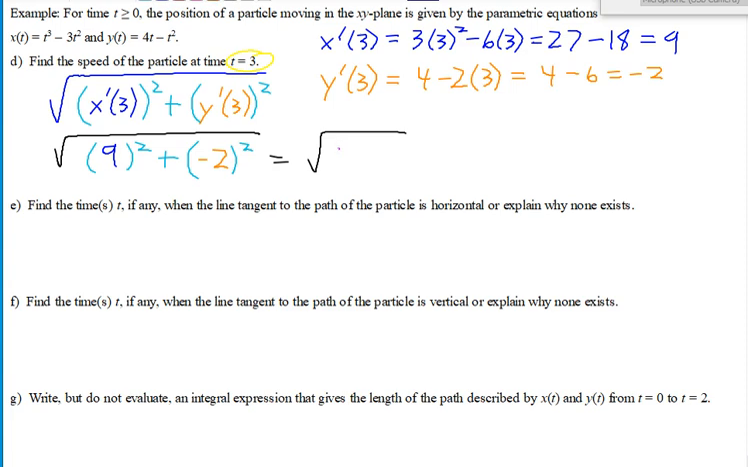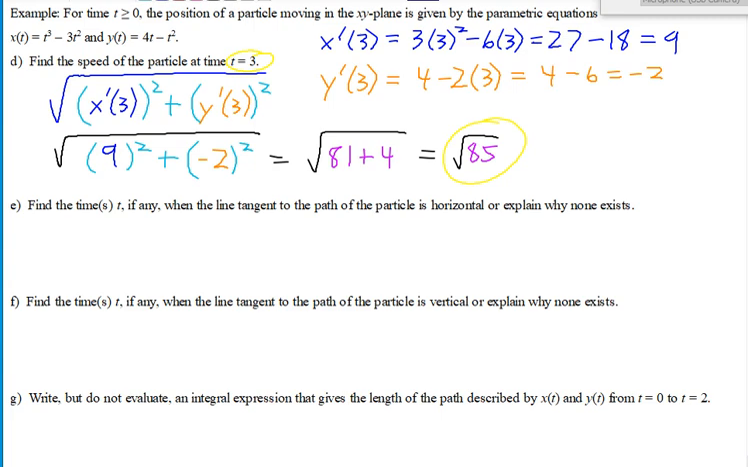9 squared is 81, plus negative 2 squared is 4, gives you the square root of 85, which I don't believe simplifies any further than that, because 5 goes into it 17 times, and 5 and 17 are both prime numbers, so there are no perfect squares that we can pull out of there. So it'll just be the square root of 85.